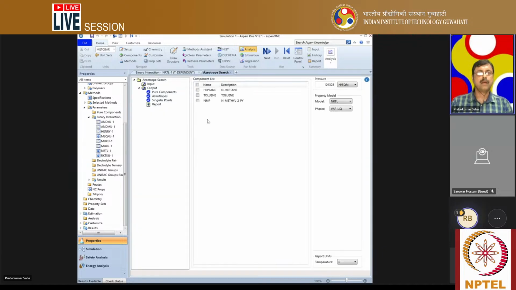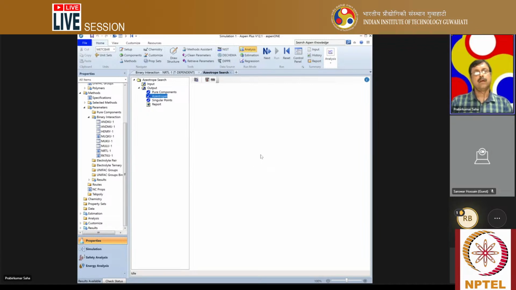So if we click on azeotropes here on the left hand side, in the output second point, we select all the components and check the output. If we click on azeotropes, a message is popped up: no azeotropes are formed.